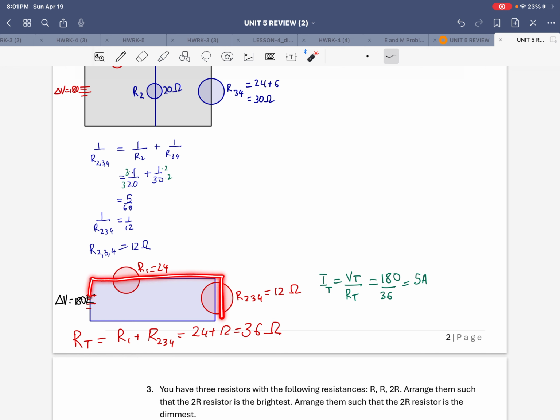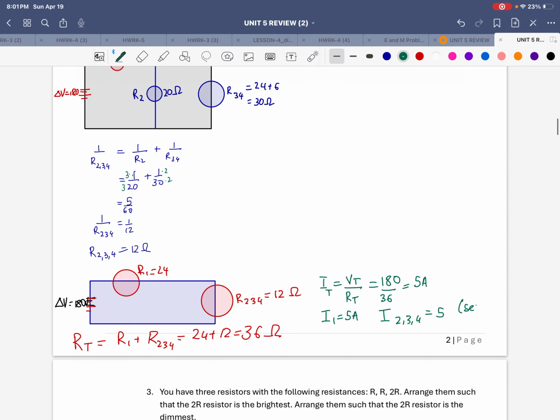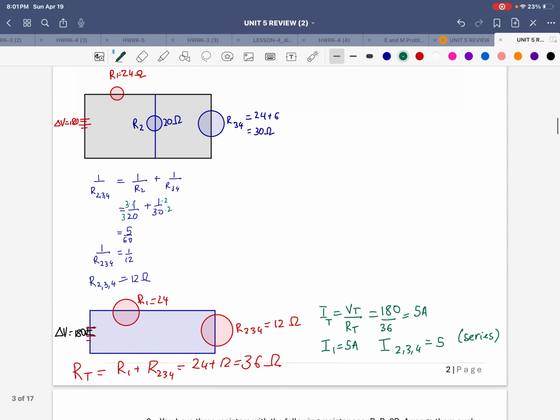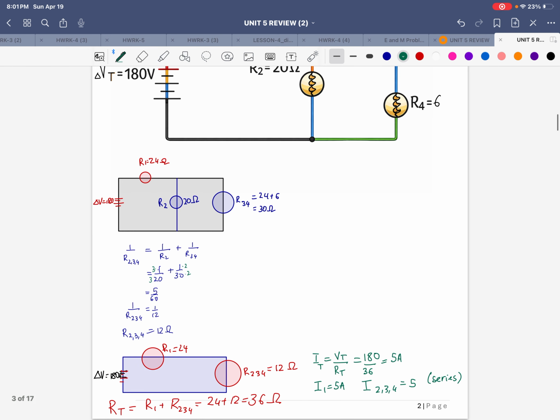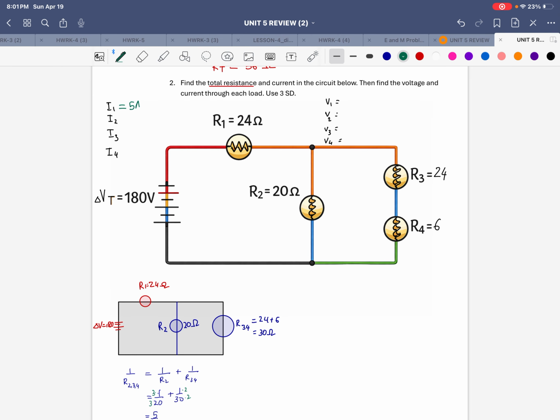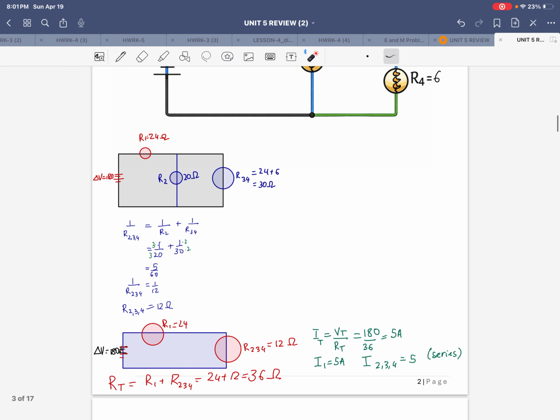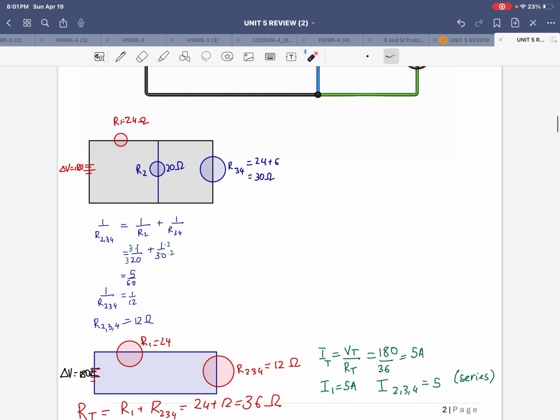Now, because these two are in series, then we're going to say that I1 is 5 and I2,3,4 is also 5 because they're equal to each other, being in series. Let me just make a note in here. I'm going to put these numbers in here. So we have I1 so far equal to 5. And I know that I2,3,4 will be 5 as well. Now let's take another look at 2, 3, 4.